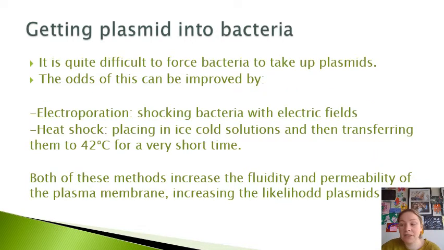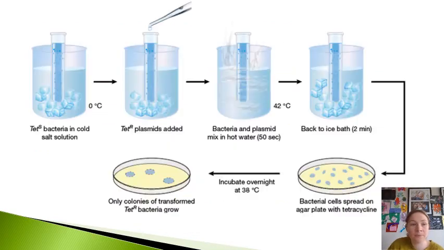Getting plasmids into bacteria. It's quite difficult to force bacteria to take up plasmids, so the odds can be improved by doing a couple of things. What we call electroporation, so shocking the bacteria with electric fields, and heat shock, which is where we place them in an ice cold solution and then transfer them to a 42-degree solution for a short time. Both of these methods aim to increase the fluidity or the permeability of the plasma membrane, which increases the likelihood of the plasmid entering. This is just a diagram which is outlining the steps in that heat shock process.